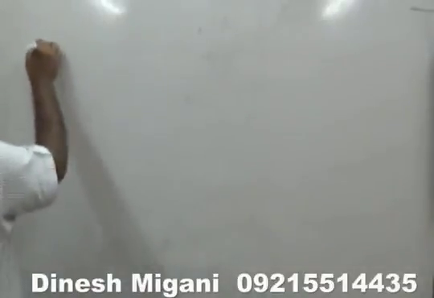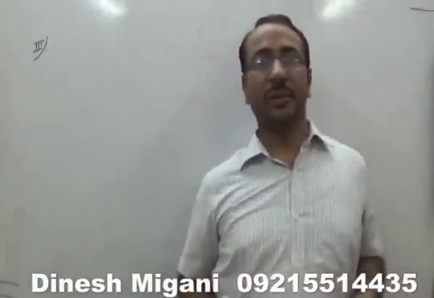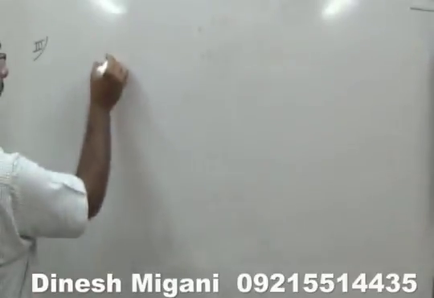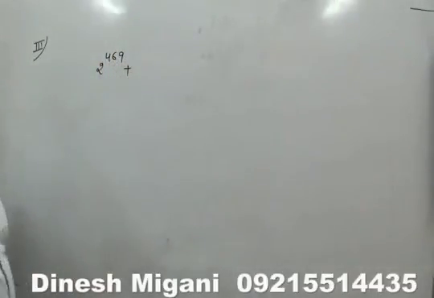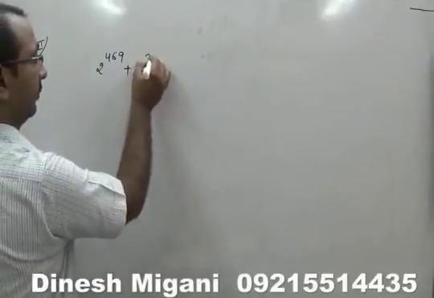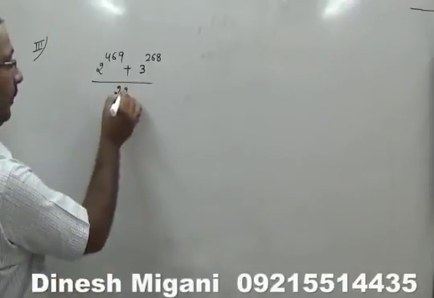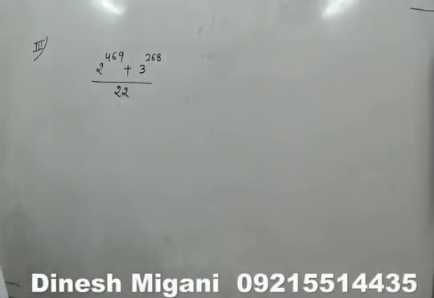Then we have the third problem here, because in this session we are primarily concerned with taking different problems of the remainder theorem. I expect from you, before watching this session, that you watch my earlier session on the remainder theorem. What is the question? 2 raised to power 469 plus 3 raised to power 268 divided by 22. We have to find what is the remainder. That's our question.